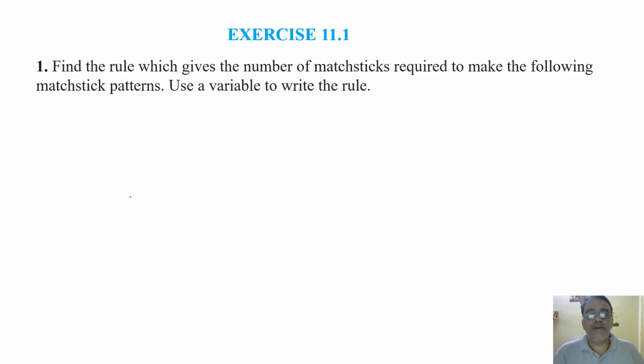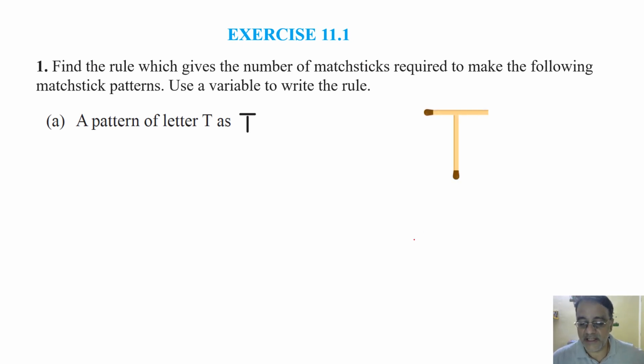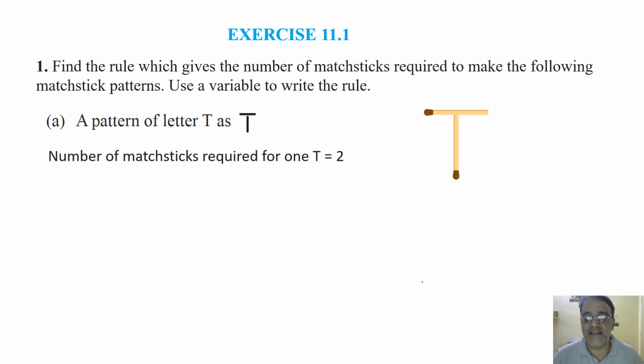So now we are moving towards the first exercise, 11.1. Find the rule which gives the number of matchsticks required to make the following matchstick pattern. Use a variable to write the rule, right? A pattern of letter T. T में हम लोग देखो 2 matchstick यूज करेंगे एक T में. So number of matchsticks required for 1 T is equal to 2.